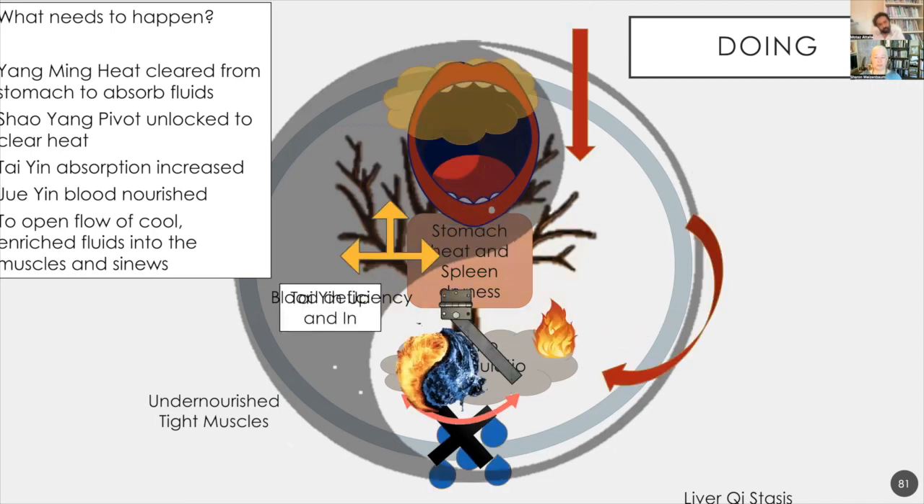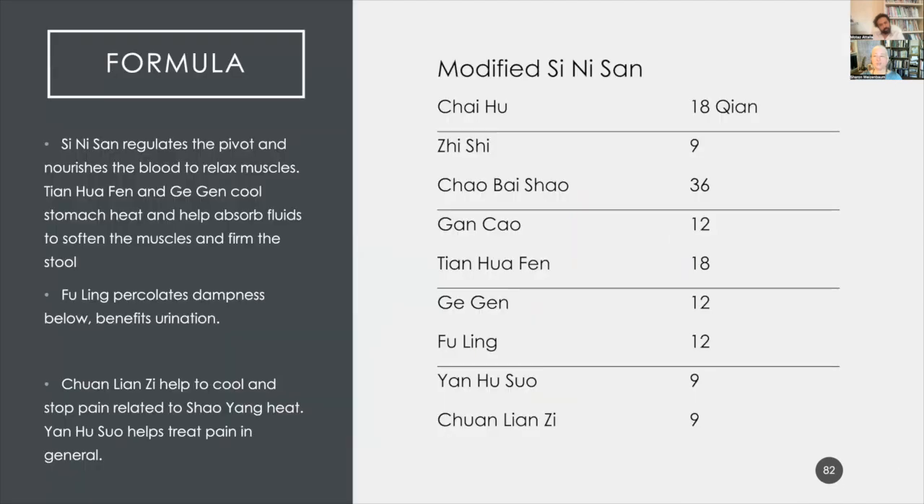I'm going to go through this quickly. Sorry. This was the formula that I gave him. It was Sinisan, right? Because Sinisan unblocks the pivot and nourishes the blood. It includes Xiaoyao Gansao Tong, which relaxes the muscles. But of course, Sinisan by itself doesn't address the failure to absorb fluids into the digestion. So I also add the chalky, cool Tianhuafen, which is exactly for this: thirst with really stiff muscles. They're stiff because of that heat. Tianhuafen is beautiful for that.